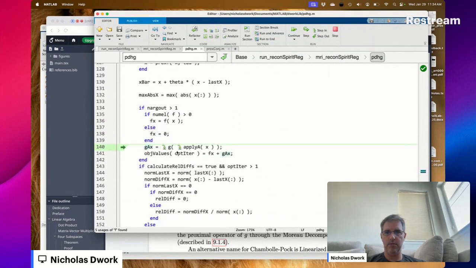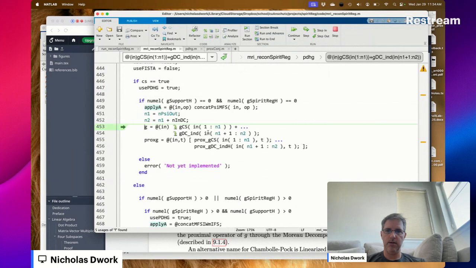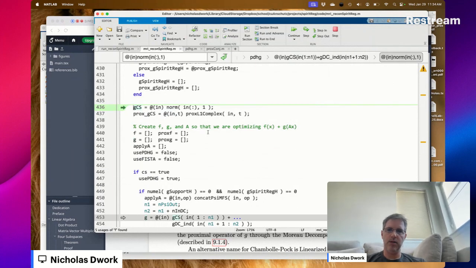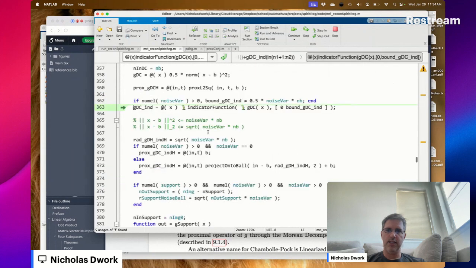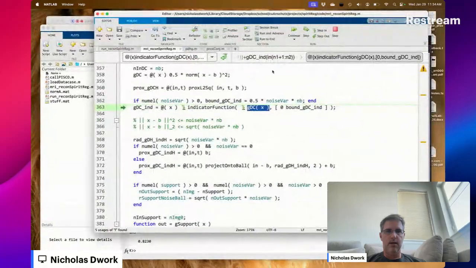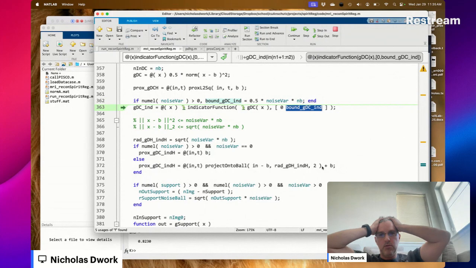This is just to calculate the objective value, which of course is going to be infinity, because why on earth wouldn't it be? Let's do apply A. Apply A. Okay, see how well that worked? GCS, take the norm of the input, GDC indicator. What would it take to make that not infinity? I mean, to make this indicator not infinity. The bound is so small.